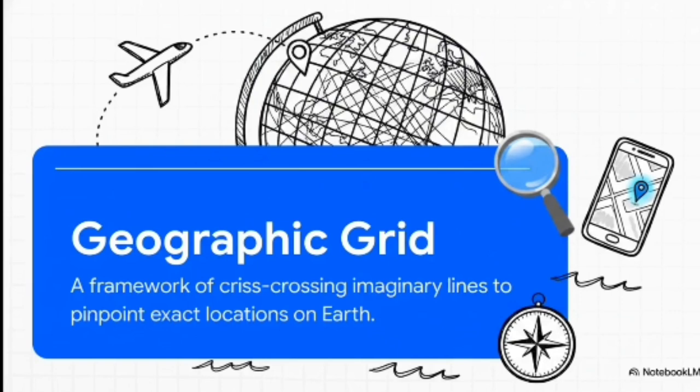It all relies on what geographers call the geographic grid. Think of it as an imaginary framework of intersecting lines. It's essentially like giant graph paper wrapped tightly around the Earth. By using these crisscrossing lines, we can give every single place on the planet a completely unique, pinpointed address. Without this grid, our maps, our flights, and yep, our smartphones would be completely lost.